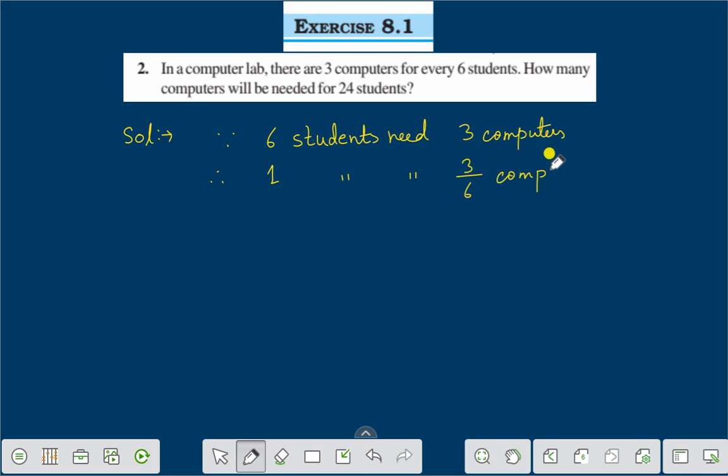We'll use the unitary method to find the solution of this question, right? Therefore how many students? 24 students. Therefore 24 students need 3 by 6 into 24 computers. That is 4 6 are 24. That is 3 4 are 12 computers. 12 computers.